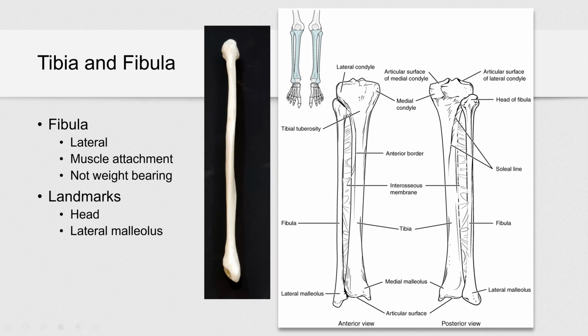Fibula is lateral, smaller bone, doesn't have direct connection to femur. It has some muscle attachment, not weight bearing. Head and lateral malleolus is right there.